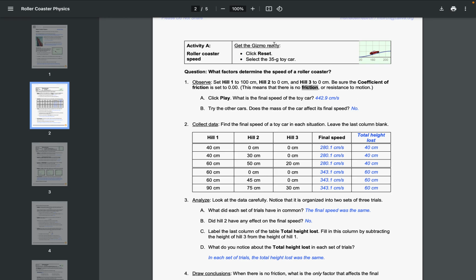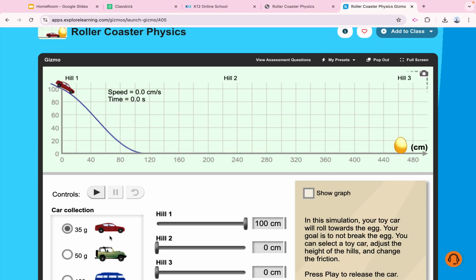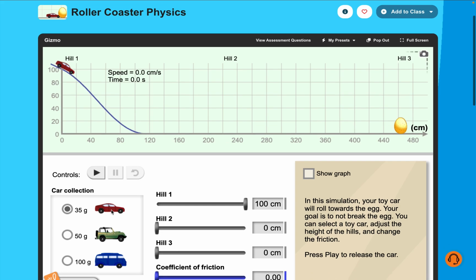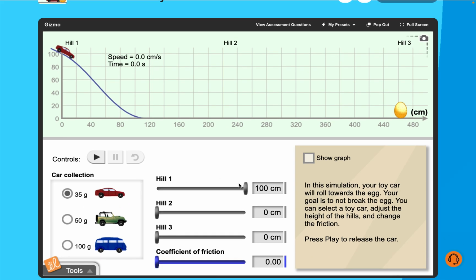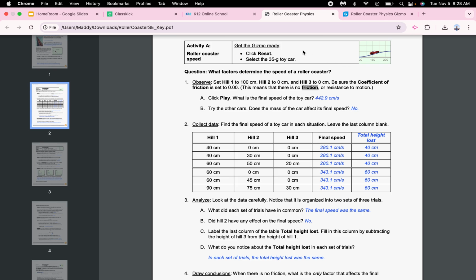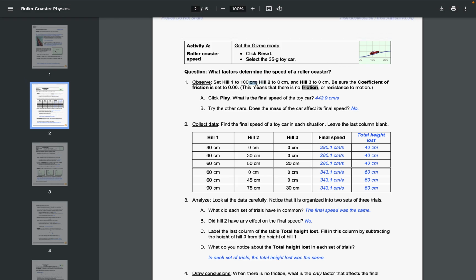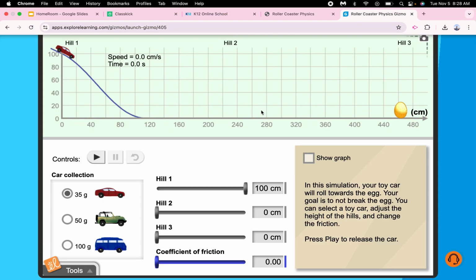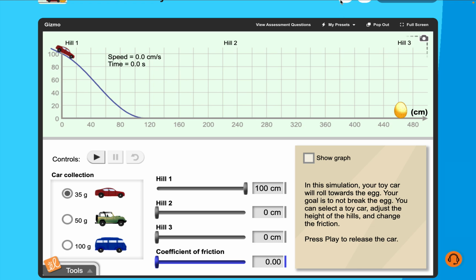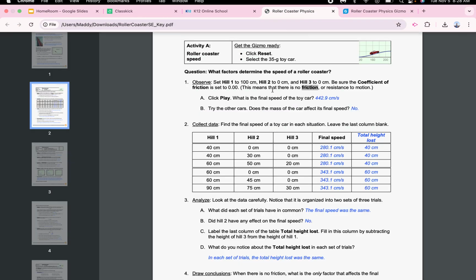For this activity, you need to get your Gizmo ready, resetting all of the settings to a 35-gram toy car. Go to your Gizmo, make sure you have the 35-gram toy car selected, and that hill 1 is at 100 centimeters. My bad, you guys, 100 centimeters. Hill 2, you're going to leave at 0 centimeters, and hill 3, 0 centimeters, making sure the coefficient of friction is also set to 0, meaning there's no friction. So here we go, 100, 0, 0, 0. Awesome, the Gizmo is set up and ready to go.